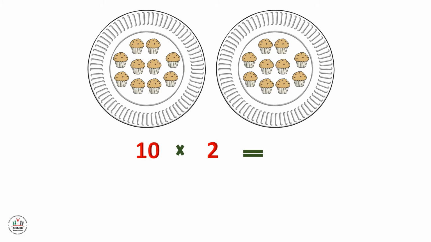So 10 plus 10, that is equal to 20. So we repeat number 10 two times. So we write them in multiplication form, 10 times 2, that is equal to 20. So 10 plus 10 is equal to 20, and 10 times 2 is equal to 20.